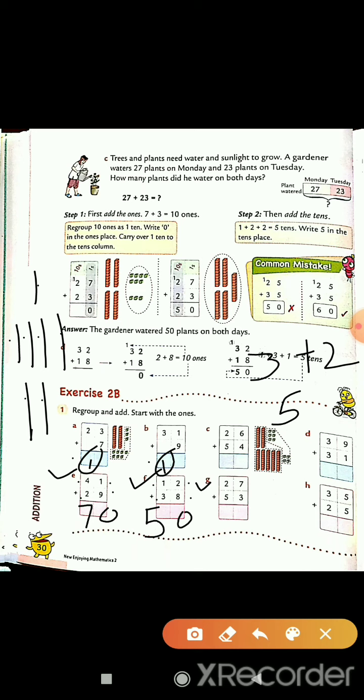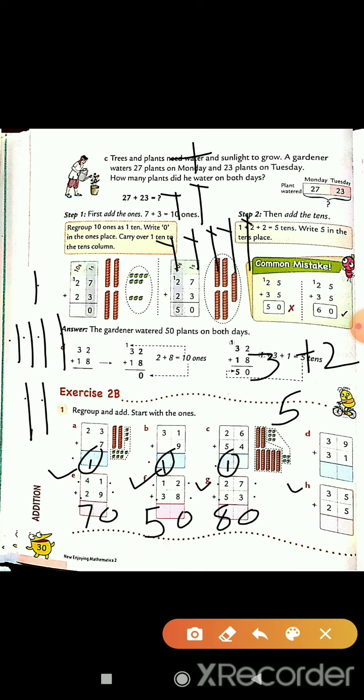G. 27 plus 53. At the ones place, 7 and 3 are there. 7 plus 3 gives us 10. So write here 0 and 1 is carried to the tens column. At the tens place, 1, 2 and 5 are there. Count them together: 1, 2, 3, 4, 5, 6, 7, 8. So here you will write 8 and your answer is 80.